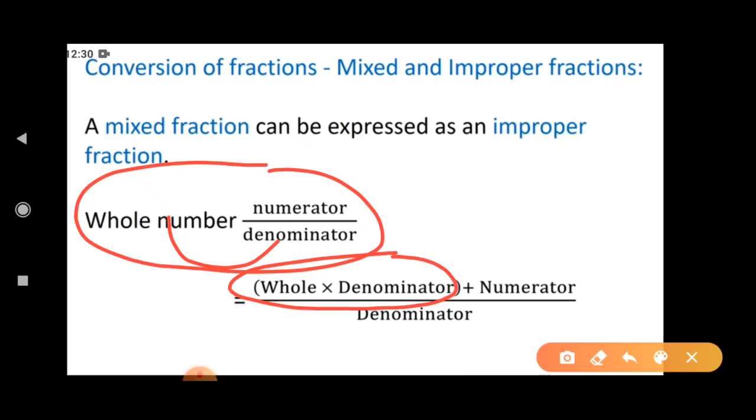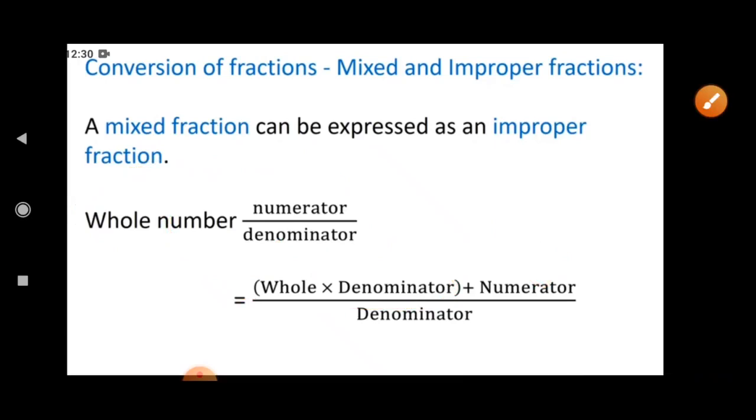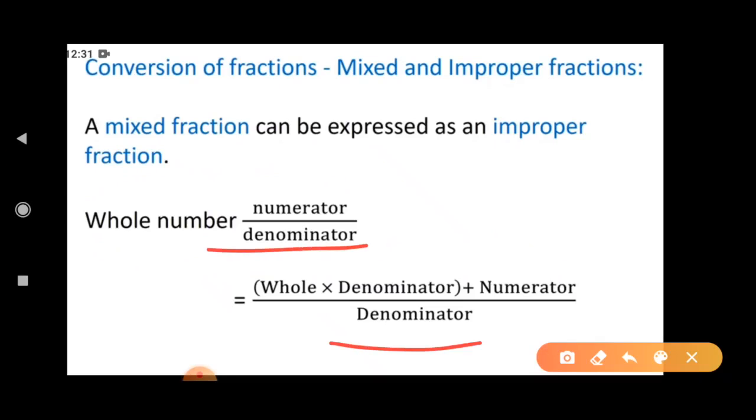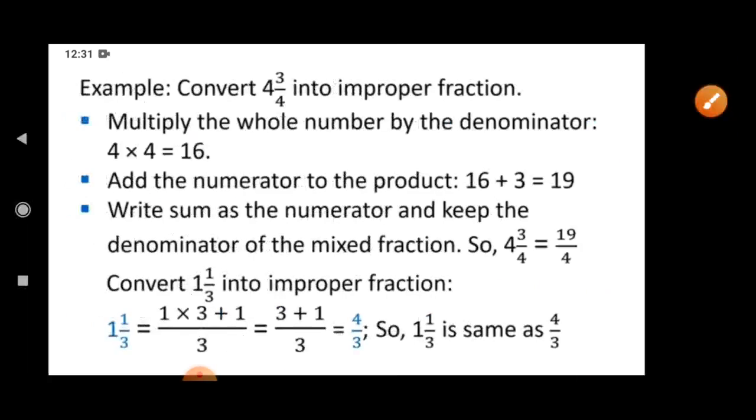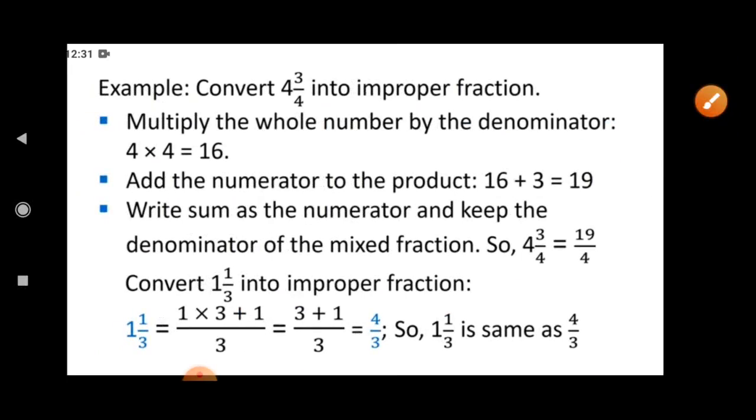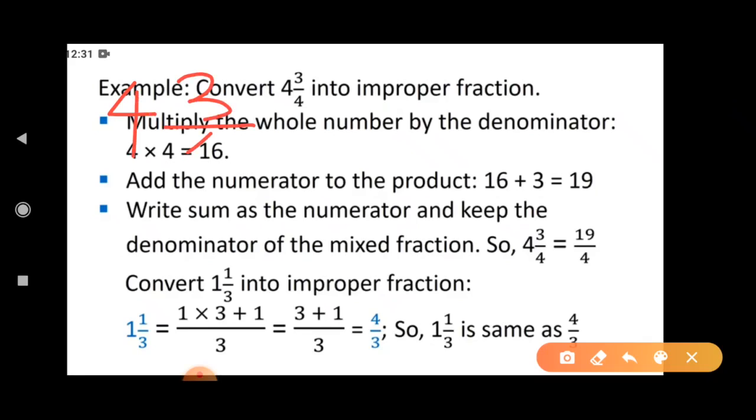Then its answer we have to add in numerator. After this, we have to write denominator as it is. Let us take one example. Convert 4 3 upon 4 into improper fraction. Suppose this mixed fraction is given, 4 3 upon 4. Now I am converting it in improper fraction.